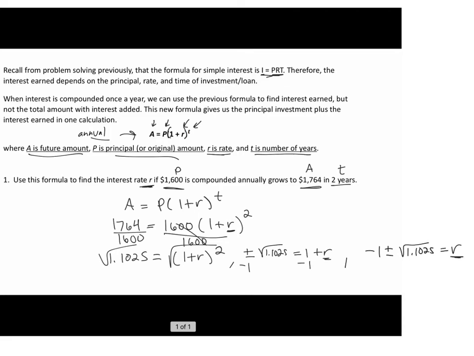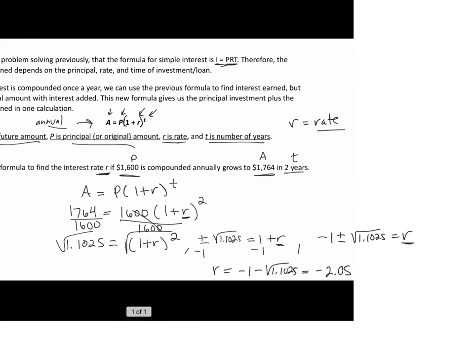So we're close. We just need to figure out what this rate is. So if I were to look at -1 minus root 1.1025, that's going to be a very negative number, isn't it? Let's see what it is. So -1 minus 1.05 is -2.05. And that's impossible because remember, R is the rate of the investment. So definitely can't be going down.